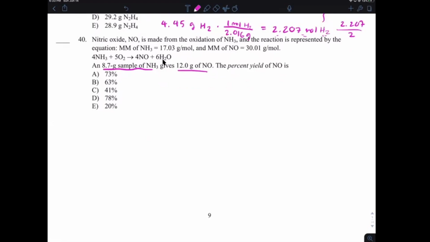So first, let's convert our 8.7 grams NH3 to moles of NH3. The molar mass of NH3 is given as 17.03 grams for every mole, and that gives us around 0.511 moles of NH3.